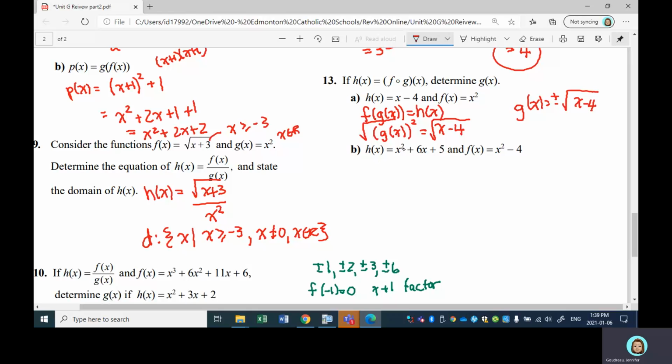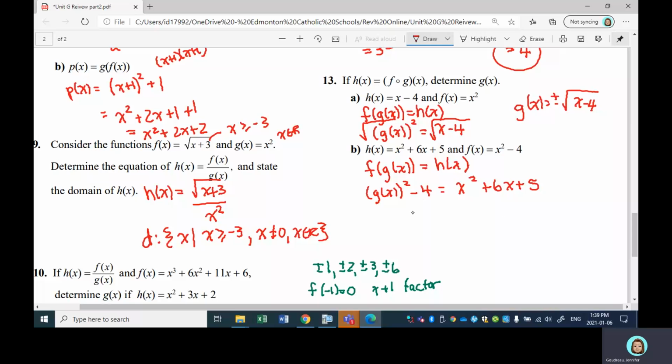We can set up the same way here. We know that f at g at x in this case also gives us h at x. Here's our f at x. F at x is x squared minus 4. So f at g at x will be g at x squared minus 4. Just replace your x with g at x. And that gives us our value of h at x, which is x squared plus 6x plus 5, which actually just sets up a nice equation for us. We just need to isolate g at x.